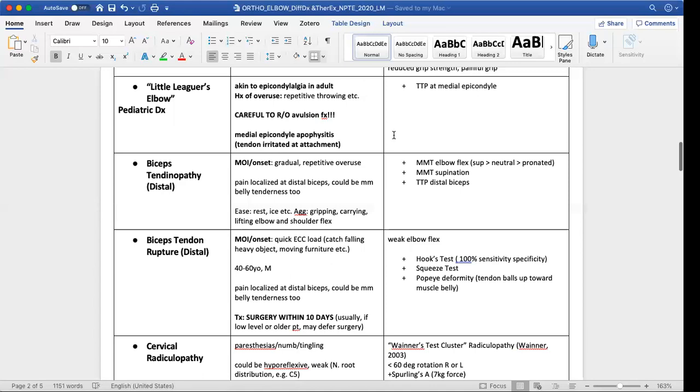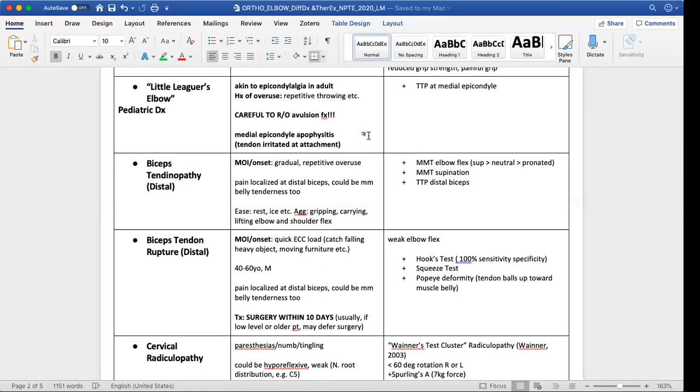Little Leaguer's elbow is going to be typically pain at that medial epicondyle, but pain at the apophysis, or at the insertion of the tendon into the bone at the growth plate. So that apophysis or that attachment tends to get irritated versus the tendon site.